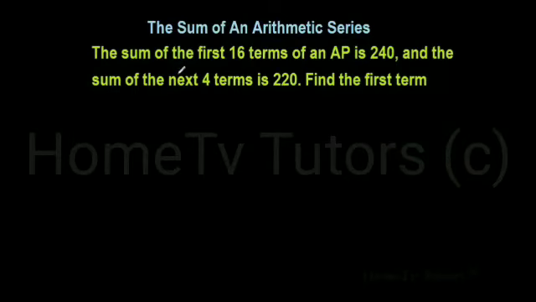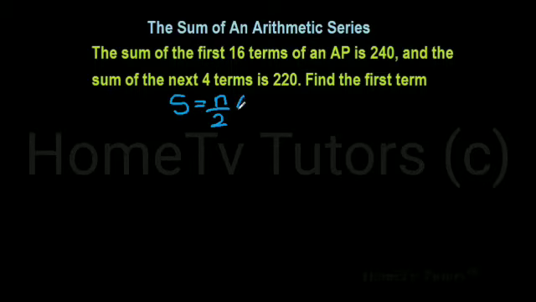Now let's take a look at another example. The sum of the first 16 terms of an AP is 240 and the sum of the next 4 terms is 220. Find the first term. So first let us write out the general formula for the sum of the terms of an AP. Okay, so we still make use of the second formula.